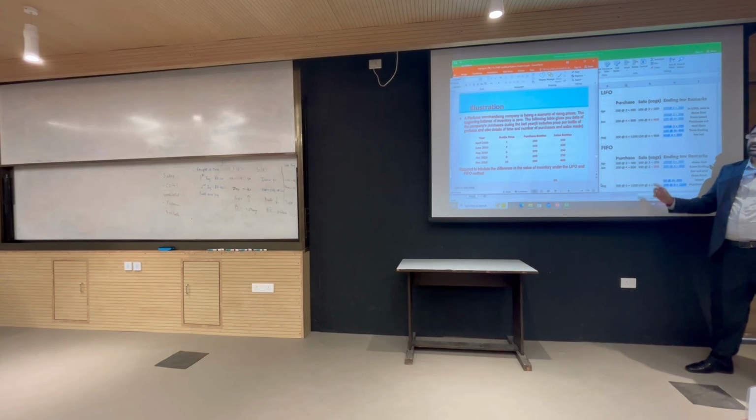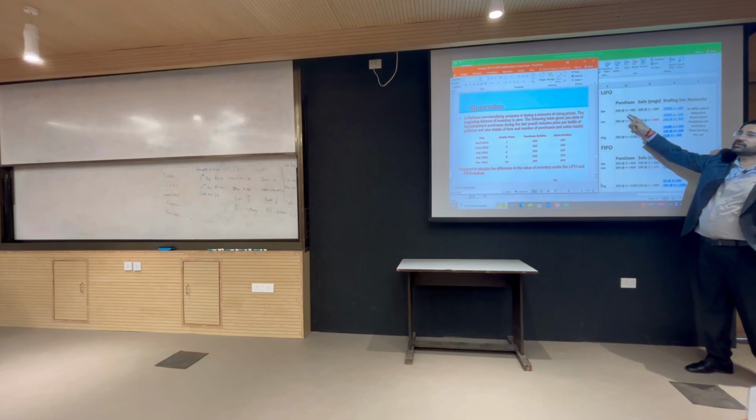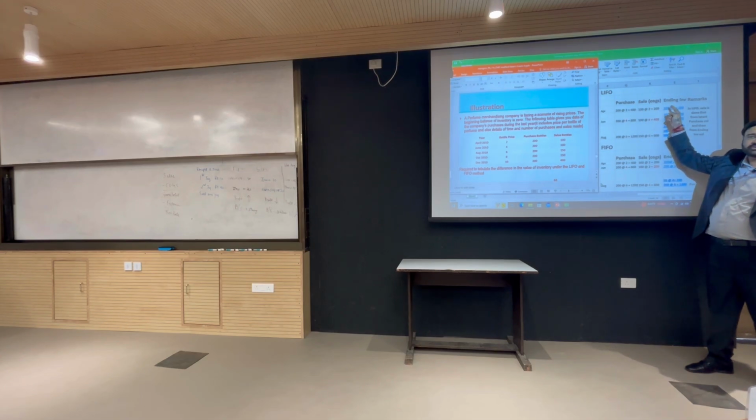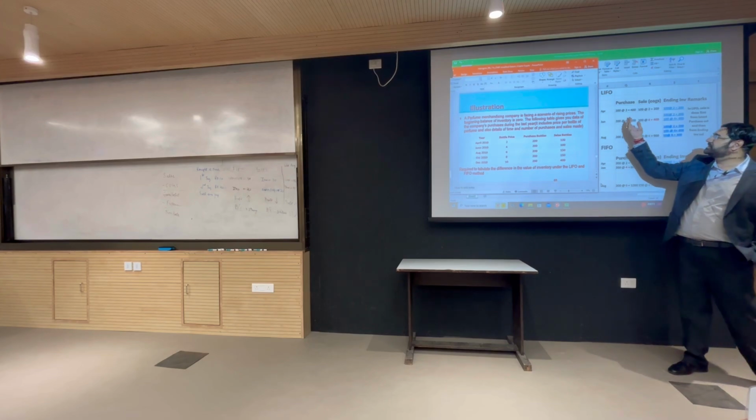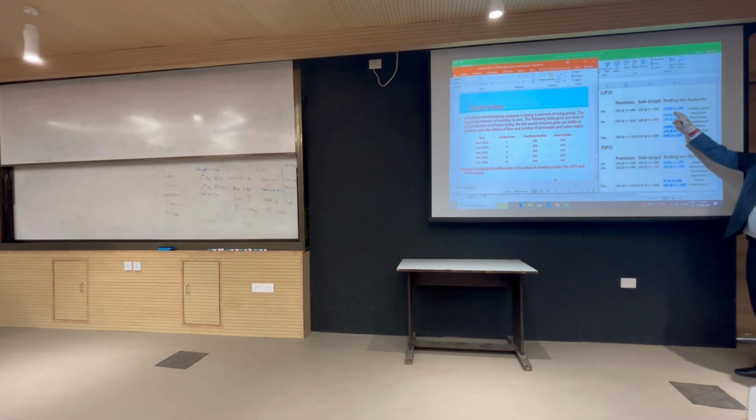Right? How much is the ending inventory? 200 purchased, 100 sold. So 200 minus 100, we are left with 100. What is the price? In April, there is no other price involved, only 2 rupees. So the ending inventory is 100 at 2, which is 200. Clear? So April is very simple.